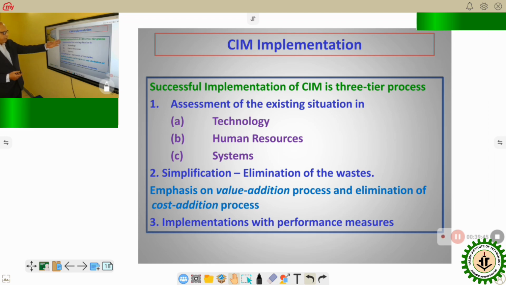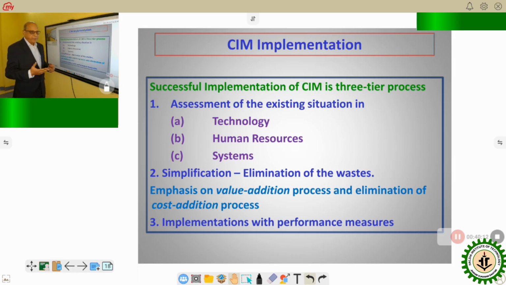Finally, successful implementation of CIM is a three-tier process. Assessment of the existing situation, in terms of technology, in terms of human resource, in terms of systems. Second step, simplification. Identify, come to the atomic level. If there is a possibility of the elimination of waste, any task, any activities which do not add any value is known as waste.